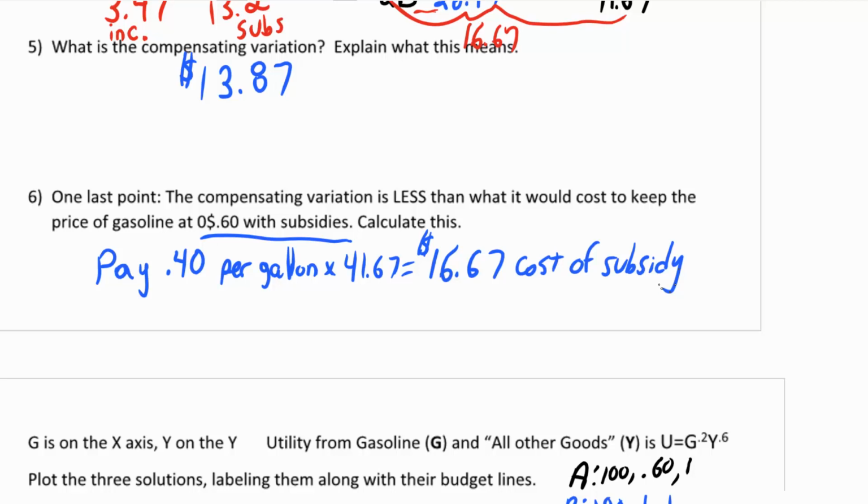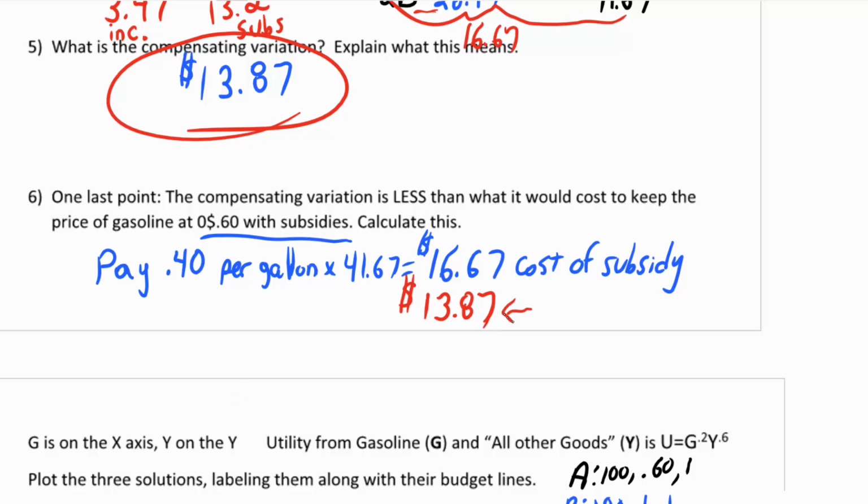How big would the check have to be that you send people to make them just as happy as they were before the subsidy? $13.87. That would be a whole lot more efficient way to get people back to their old utility level at the new prices after you remove the subsidy. So this is a demonstration of how you can save money by getting rid of subsidies, and you can spend less money on some other kind of way of making people happy, and it's just a more efficient way of doing things.